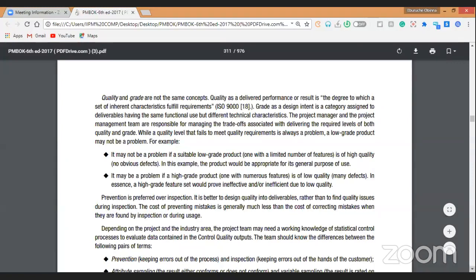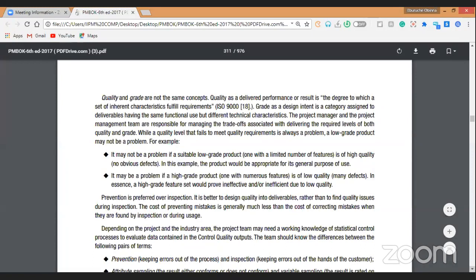The cost of preventing mistakes is generally much less than the cost of correcting mistakes when they are found by inspection or during use. The cost of preventing mistakes is generally what? Much less. So what it simply means is that for us to have a good quality management plan, it should follow the proactive dimension rather than the reactive dimension.